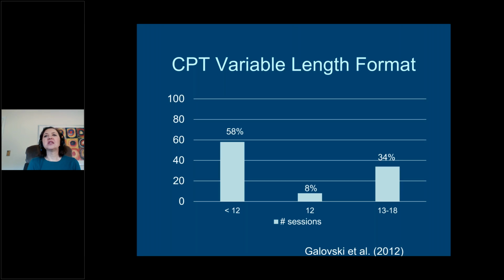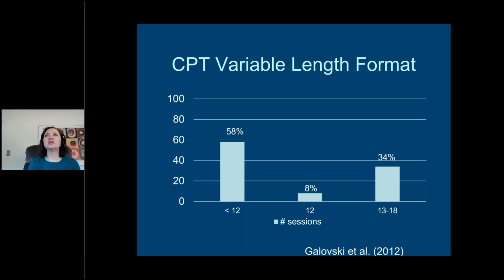And there's even some evidence that with cognitive processing therapy, you might not need as much of a dose as well. This was a study published in 2012 by Tara Galovski and colleagues, and they found, using a variable length format of CPT, that almost 60% of the sample needed less than 12 sessions. I think it is notable that about a third of the population needed more than 12 sessions.